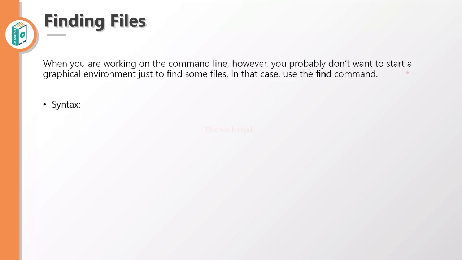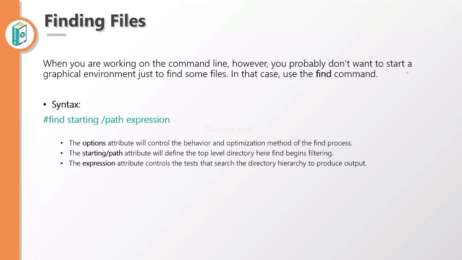The syntax of the find command is: find, starting slash path, and expression. First is your options, then the starting slash path, and last comes the expression. What are options? That will be an attribute which will control the behavior and optimization method of the find process. Meaning how find will actually work, what options it will have, all that is defined here. Next is your starting slash path.